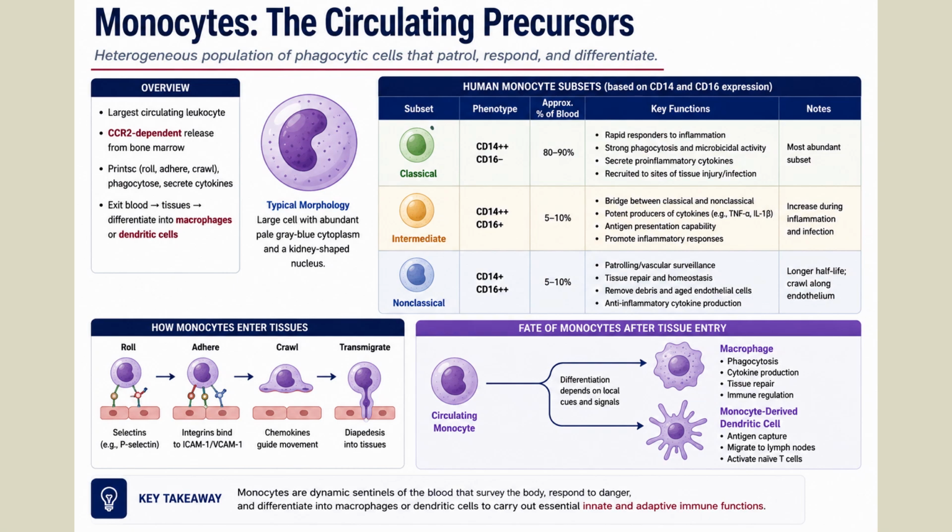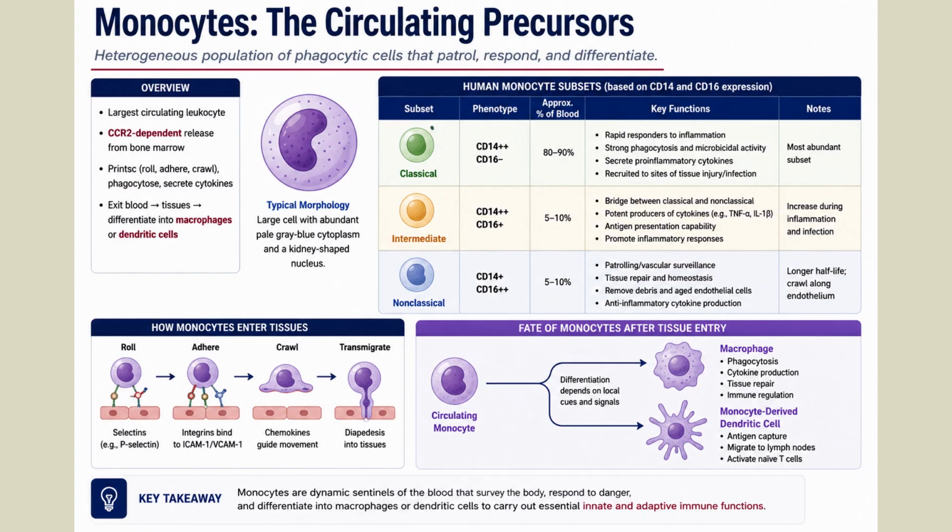So now we move from the granulocytes to the largest of the 5 major leukocytes normally found in peripheral blood, the monocyte. Monocytes typically account for about 2% to 8% of circulating white blood cells, and morphologically, they're fairly easy to recognize. They're large cells with abundant cytoplasm and a nucleus that is often described as kidney-shaped or horseshoe-shaped.